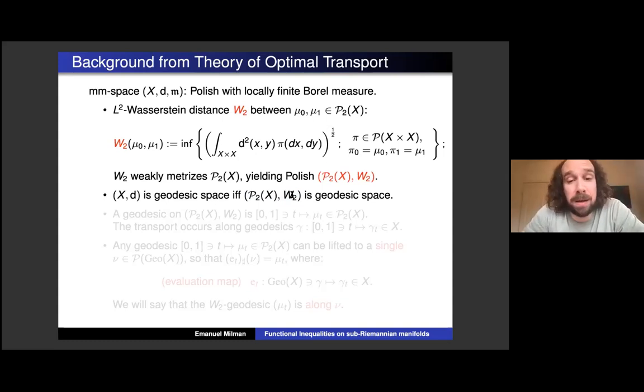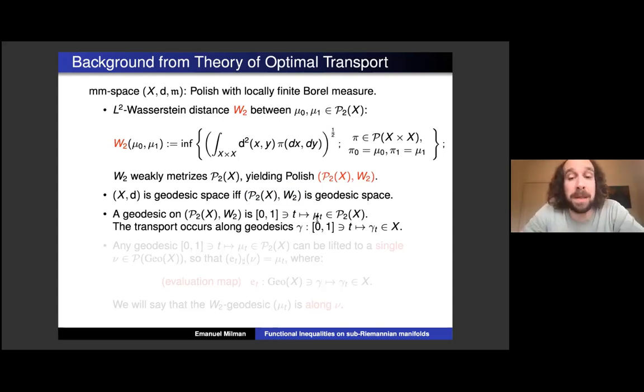How does the geodesic look on this Wasserstein space? A geodesic is basically a family of probability measures, mu t, indexed by the parameter t, which I can call the time parameter or interpolation parameter. This interpolates, it morphs between the original measure mu naught and the target measure mu one. As you vary t, you get this morphing. And the actual transport occurs along geodesics gamma on your original space X. Okay, I'm being vague here because I don't have time, so don't worry about this point.